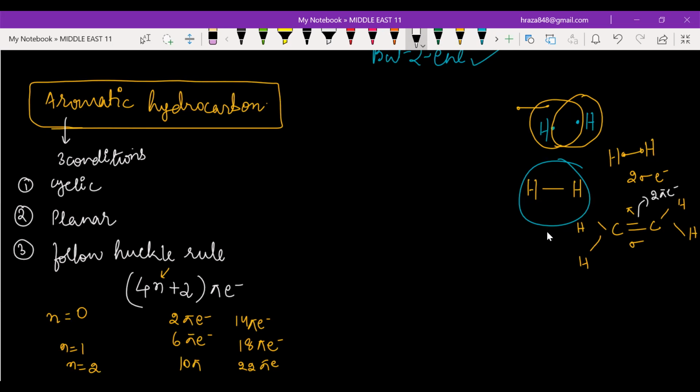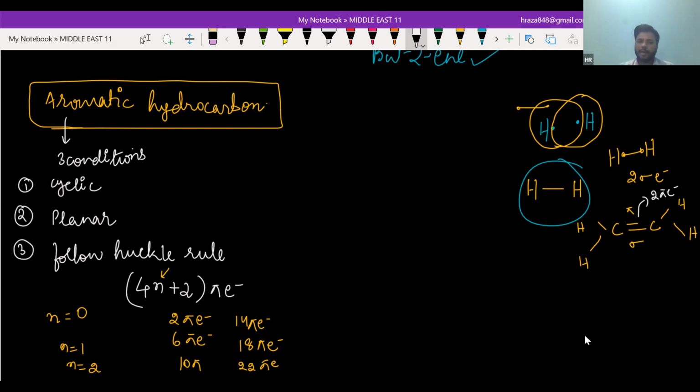Whenever a compound is given, you have to first look at the compound and see whether it is cyclic or not. If it is cyclic, then go for planarity. If it is planar, just see the hybridization. If it is sp2, that means planar. And if it is planar, after that you have to check Huckel rule. So how do you check the Huckel rule? Will it follow or not? Just count the pi bonds and multiply by 2, because one pi bond contains 2 electrons. So if it has one pi bond, that means 2 pi electrons, it is an aromatic compound. And if it has 2 pi bonds, that means 4 pi electrons.